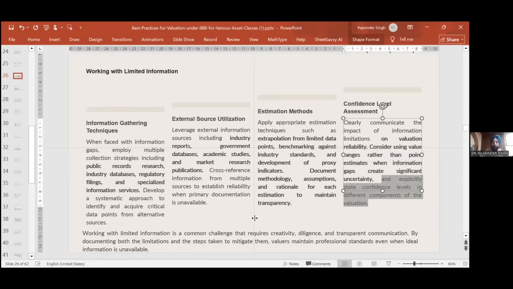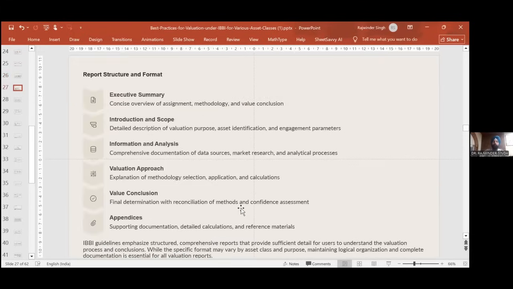So working with limited information is a common challenge that requires creativity, diligence, and transparent communication. By documenting both the limitations and the steps which you have taken to mitigate them, the valuer maintains professional standards even when ideal information is unavailable. And then whatever you have done so far, you have to present in a report form. So what should be the report structure and what should be the format? What are the minimum things which it should contain?